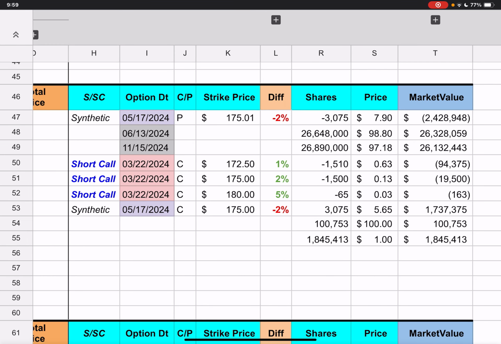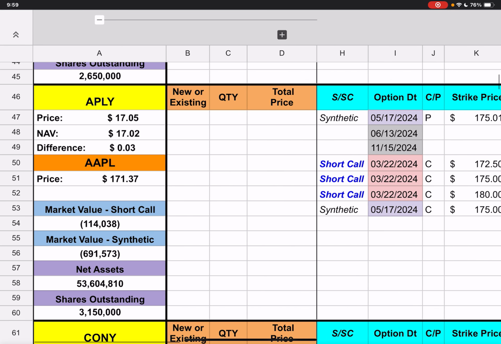And I'll see, we have 3 short calls that expire tomorrow with the strike prices of $172.50, which I guess we're in the green on that one now. And then $175 and $180. And then we are below our synthetic, but again, they don't expire for a couple of months. In fact, none of the synthetics expire until like April.